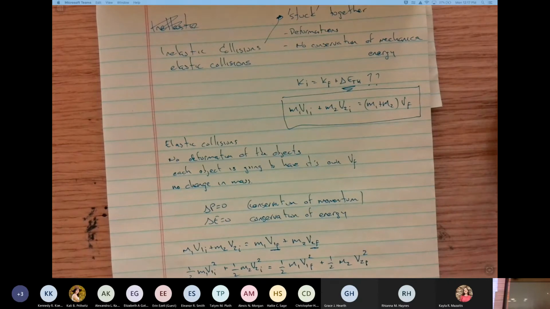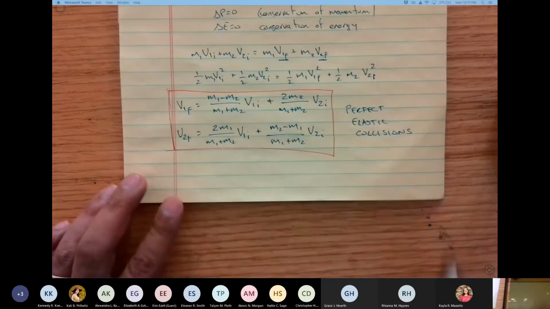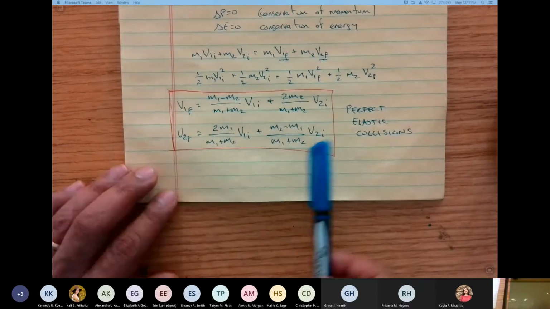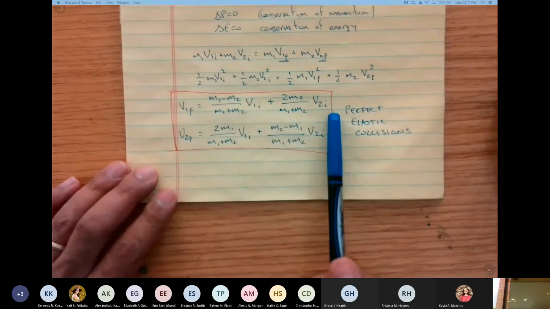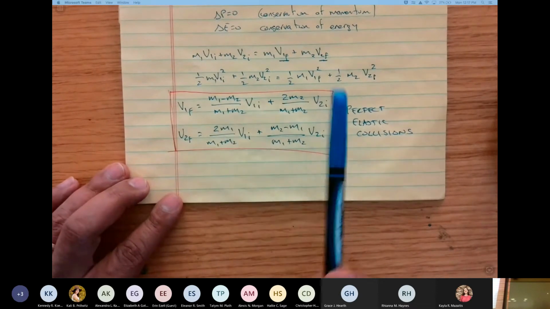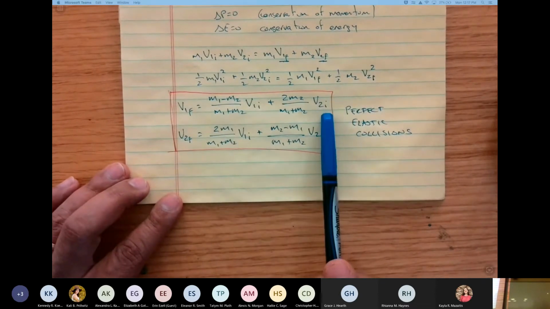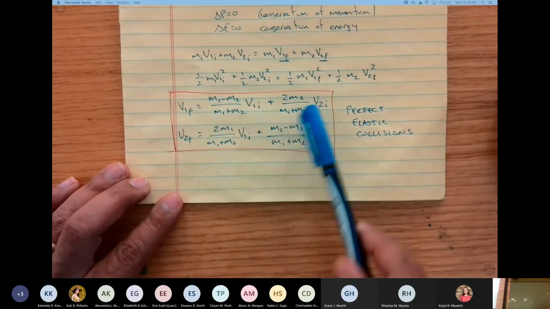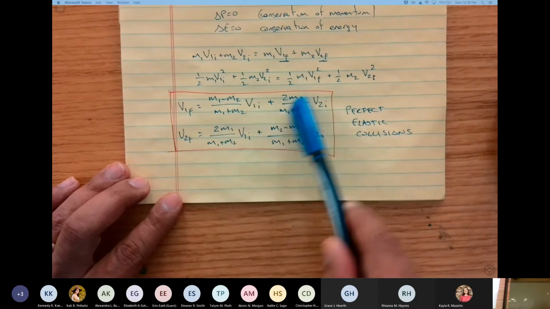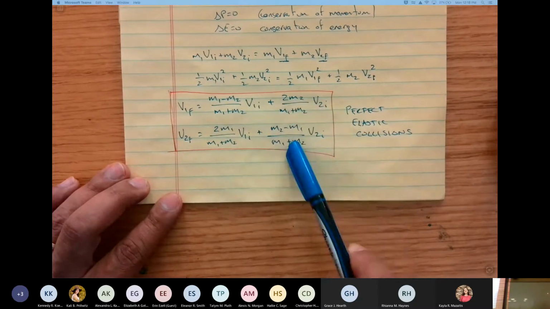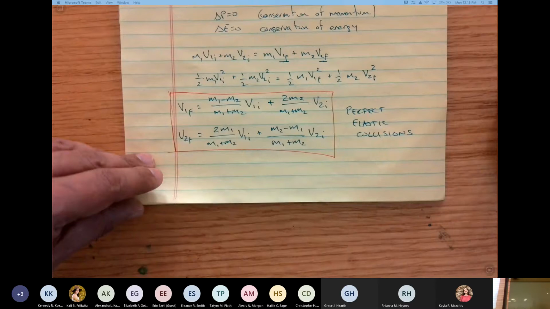So what I'm going to do is assume that we have the collision of two objects, and that the initial velocity of the second object is going to be 0. So if the initial velocity of 2 is 0, then these two terms are going to cancel, and they're going to be 0 too. Okay, and then we can see a little bit of what the meaning of these equations is.